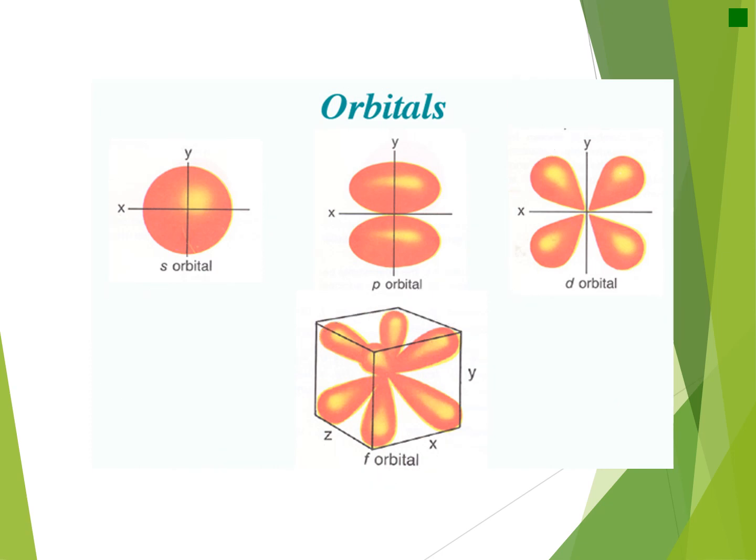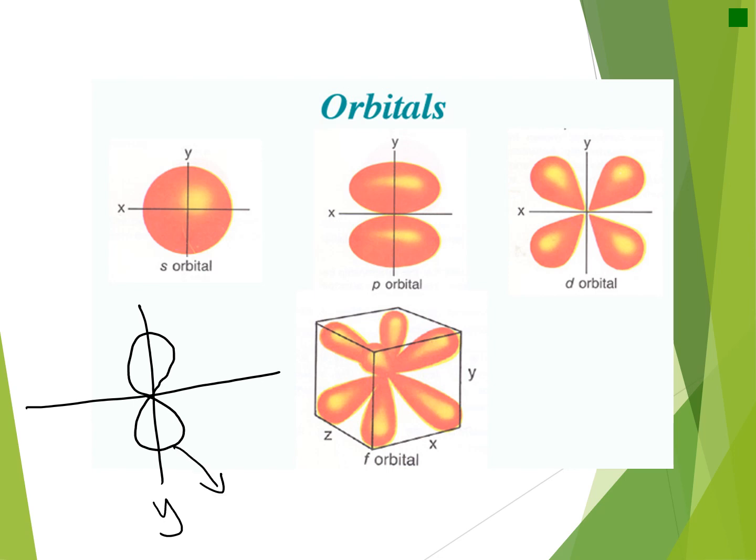So let's go a little bit more into this P orbital. Sometimes you might see a P or P sublevel, and let's just draw a P. Okay, so here's P, and right now it is on the y-axis. So what we would define this as is that its sublevel is P, and its atomic orbital is y. Okay, so that one would be the P sub y one.